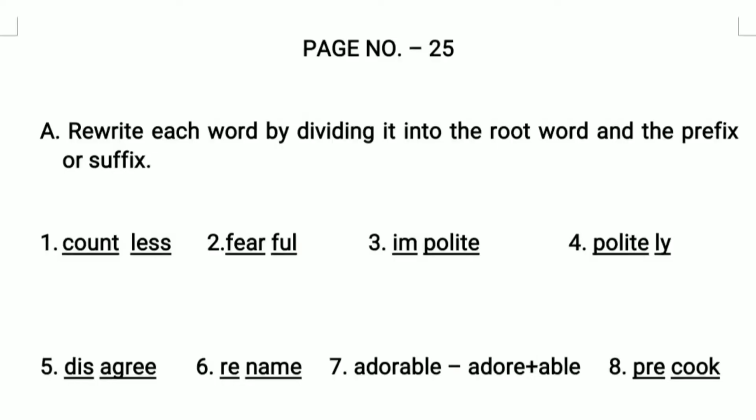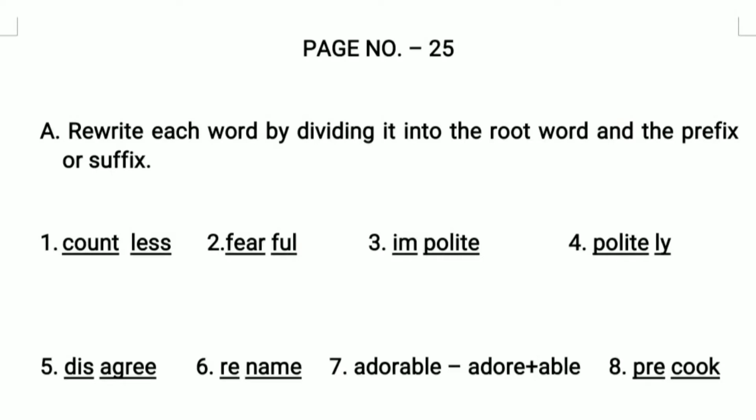I'm showing you the answers on the board, and you take page number 25 and please mark it the way you can see it on the board. So you see children, question number 1, countless. What I want you to do, take your pencil, underline count and underline less. Now we have the second one, fearful. So underline fear, underline full.